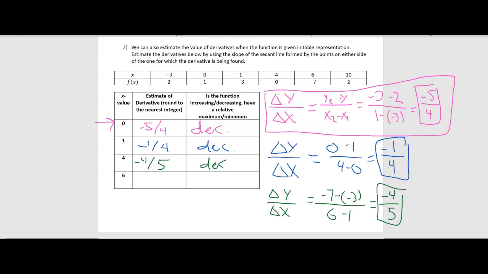So our last point is that x equals 6, which means we're going to be looking at these 2 points right here. So change in y over change in x, it's going to give us 2 minus 0 divided by the quantity 10 minus 4. That's going to give me 2 over 6. You could leave it as 2/6 because it means the same thing as 1/3.